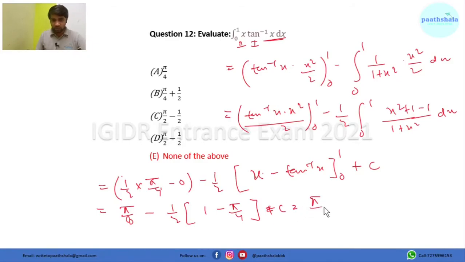Now let's solve it. So this will be pi by 8 minus, and this minus minus plus, so this will be again plus pi by 8, and this minus half plus c. So finally it is coming out to be 2 pi by 8 minus half plus c, or we can write it like that, pi by 4 minus half plus c.